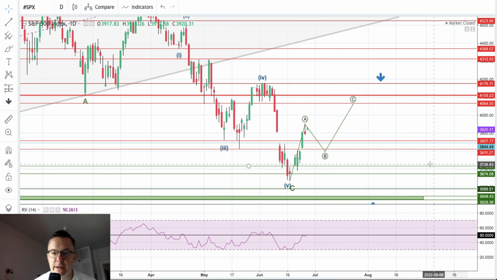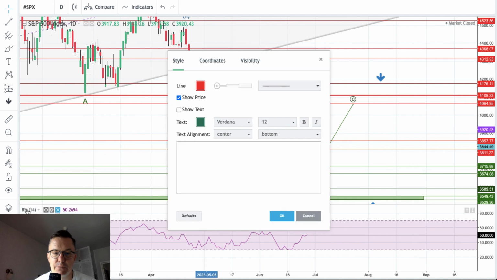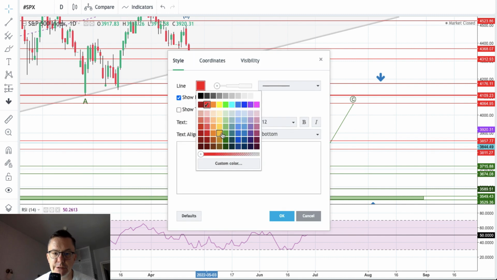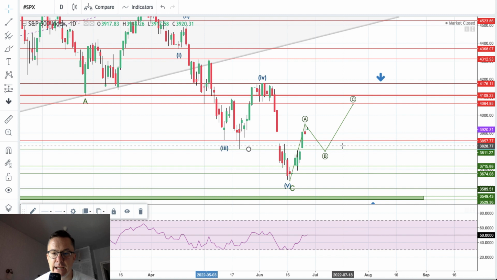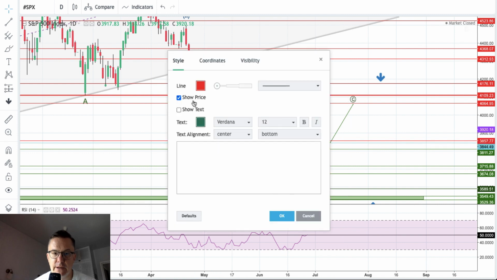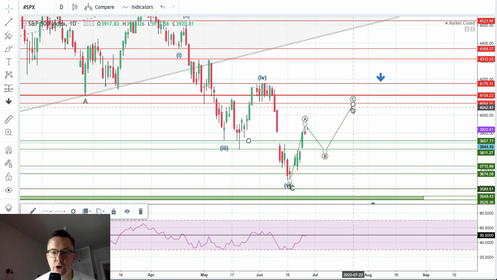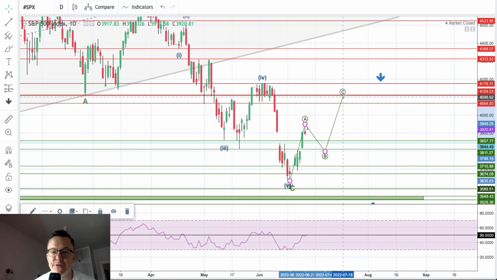For example, the level of 3,811 will be now a technical support for the price, so we can stay above this level in order to, of course, bounce from it and then continue higher in the wave C towards 4,064, 4,109, 4,176.